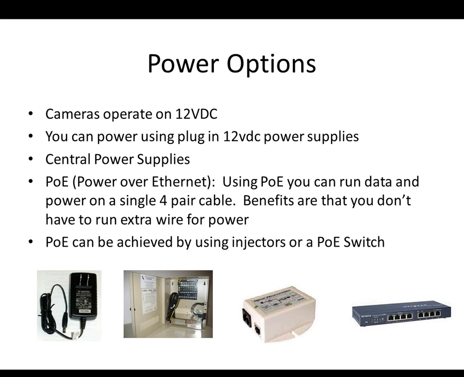Using PoE, you can run power and the data on a single UTP cable. The benefits are you don't have to run an extra 18-gauge tube for power. PoE can be achieved using mid-span injectors, which go between the camera and the switch. It injects power into the line. Or you can go the other route and start off with a PoE switch, which combines the mid-span injectors with the switch.